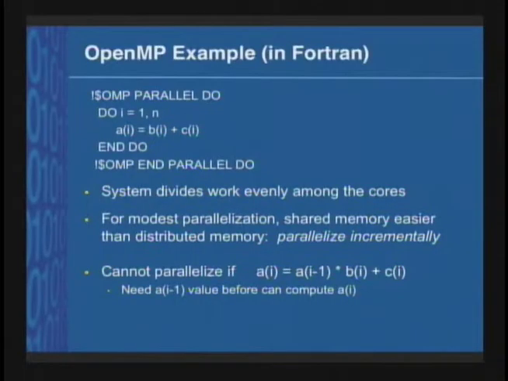Now, there's another thing. This is not just for shared memory, it's for distributed memory too. Suppose I took that simple little loop and changed it so that instead of A of I equals B of I plus C of I, I say A of I equals A of I minus 1 times B of I plus C of I. That destroys parallelization.